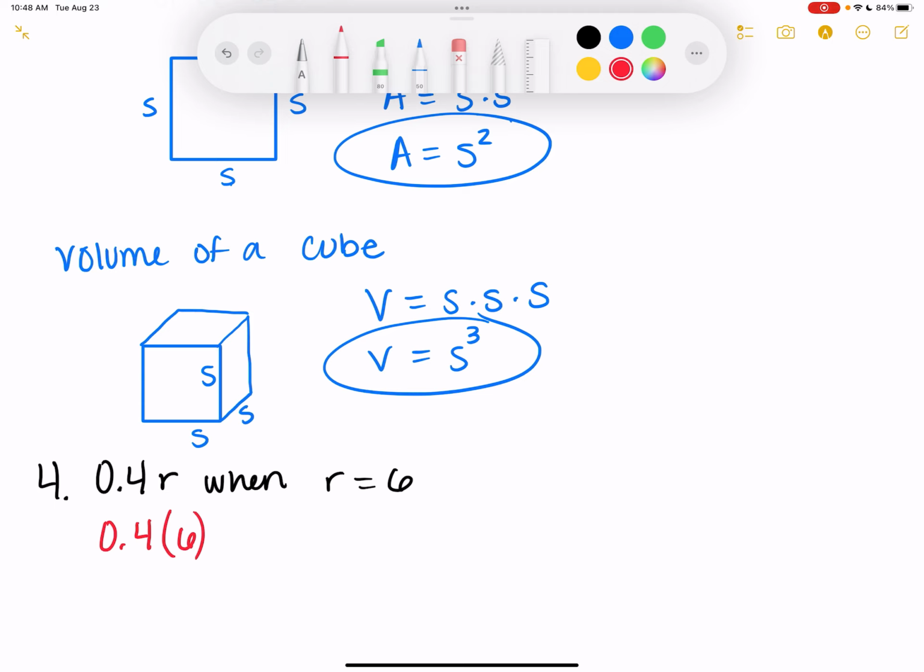So then if I did 6 times 0.4, what would you get? 24, and then because this decimal place is 1 over, I'm going to move it over, so it's going to be 2.4. However many decimal places you have when you're multiplying like that, you have to move it over that many spots.